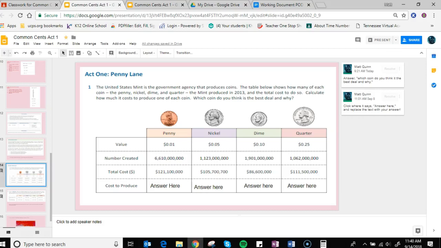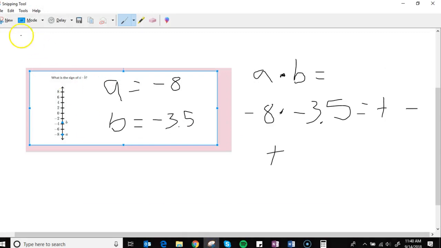Alright, so I want to make a quick video explaining how we got our answer for the penny. That was the one that we did in class, and for a number of reasons it didn't go off exactly as planned, as usual. So what I wanted to do was go through the penny with you guys and let you see the process.